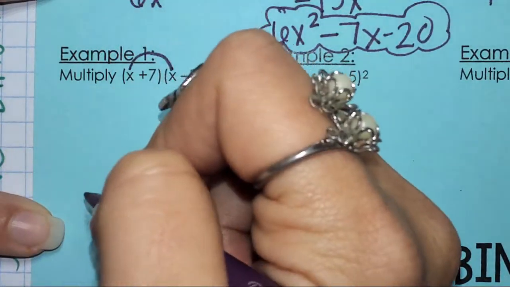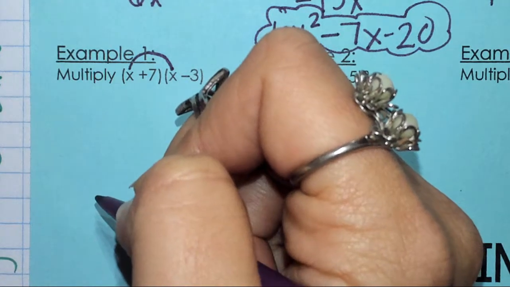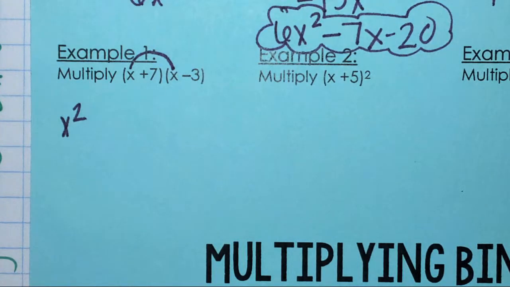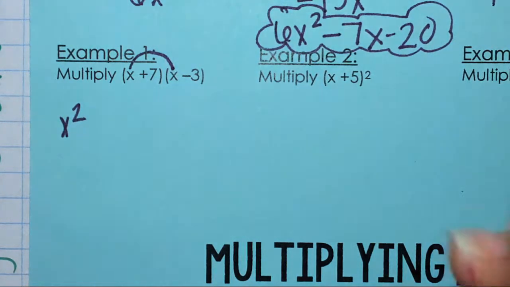What is X times X? No, that's not 2x. That's x to the second power. X squared. Does everybody see how I got X squared? 1 times 1 is 1. 1 plus 1 is 2. Okay, then we multiply the outer terms together.